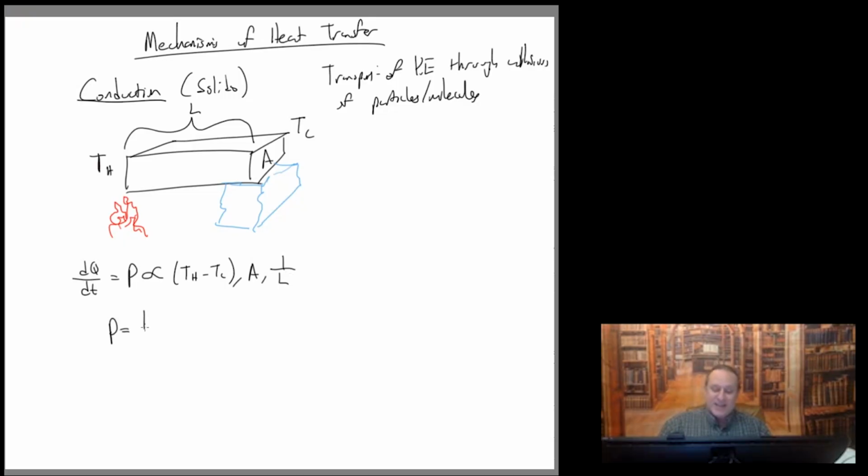So when we write this with a constant of proportionality, it's proportional to all these things. So we can say it's equal to a constant times the area times T hot minus T cold. This is technically a delta T, so we can use Celsius degrees here, over the length, where the constant K is called the thermal conductivity.